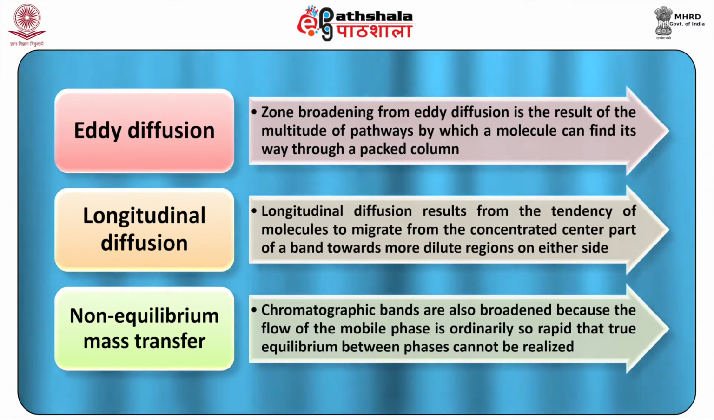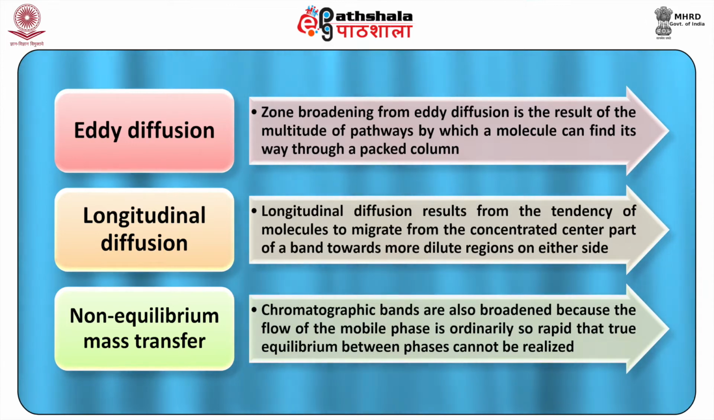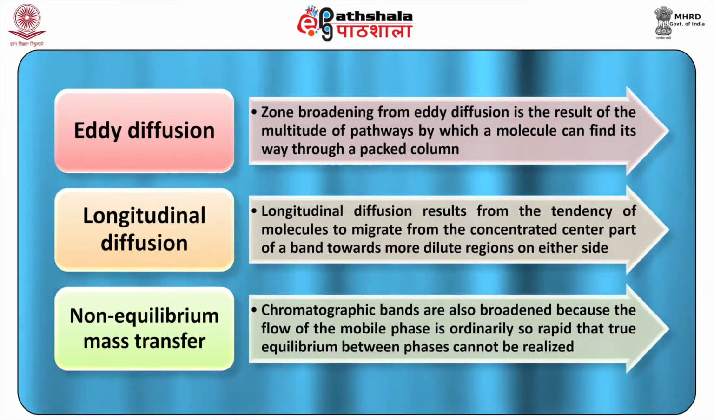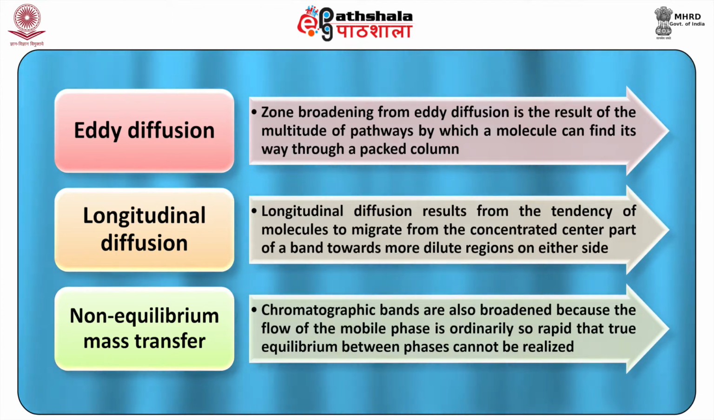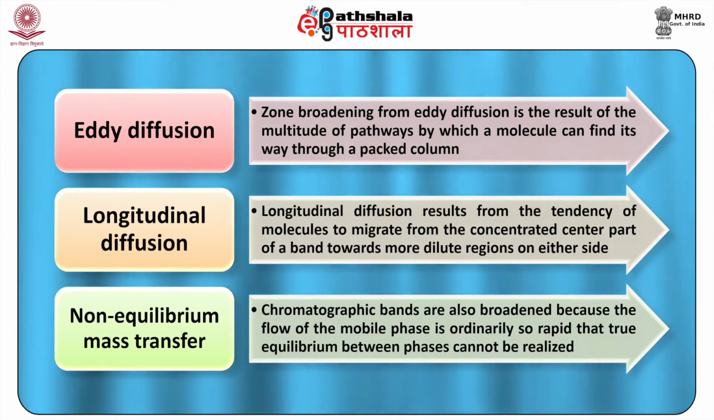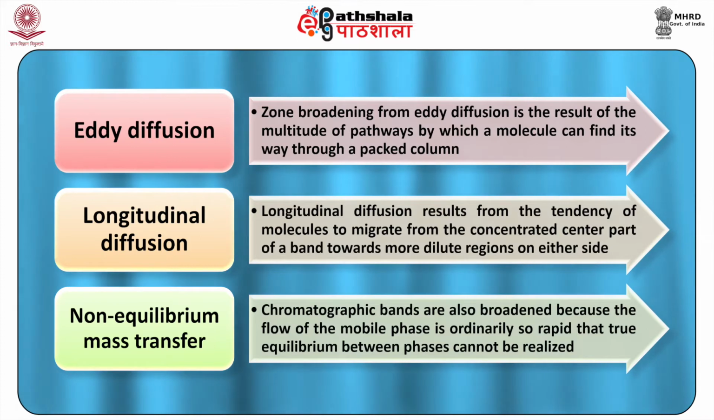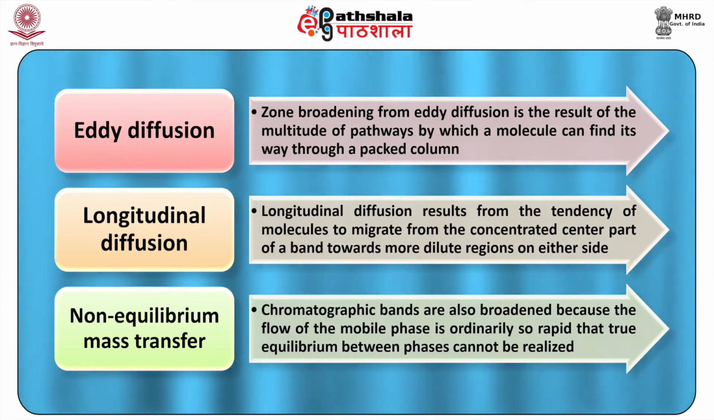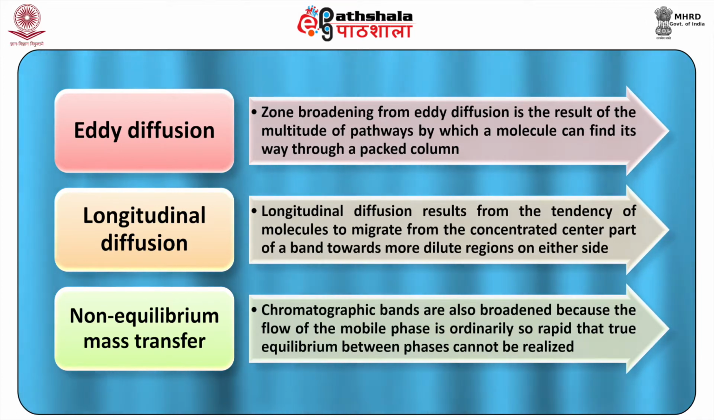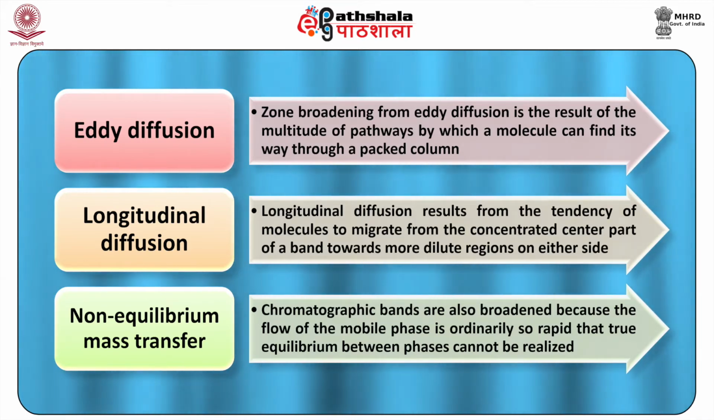Next is longitudinal diffusion. Longitudinal diffusion results from the tendency of molecules to migrate from the concentrated center part of a band towards more dilute regions on either side. And last, non-equilibrium mass transfer. Chromatographic bands are also broadened because the flow of the mobile phase is ordinarily so rapid that true equilibrium between phases cannot be realized.